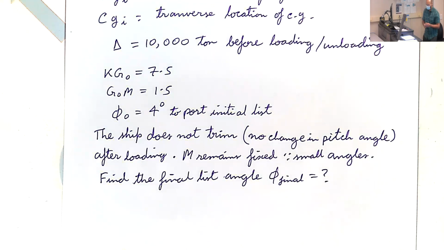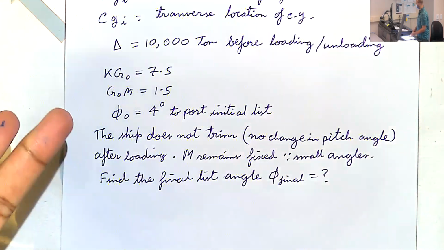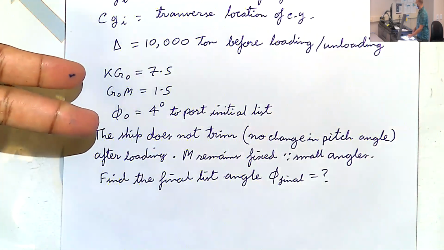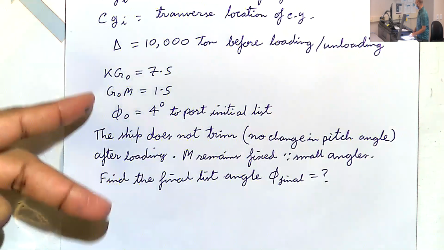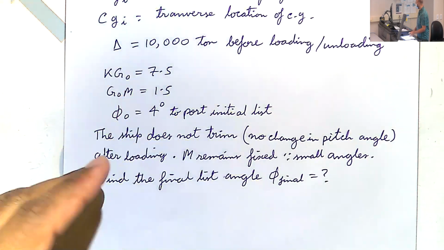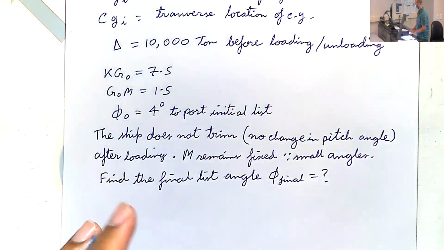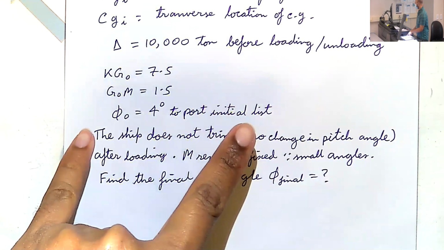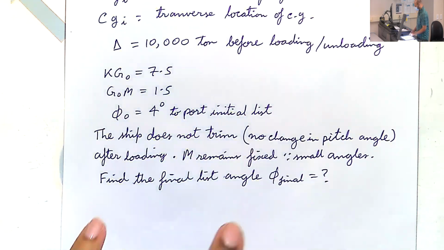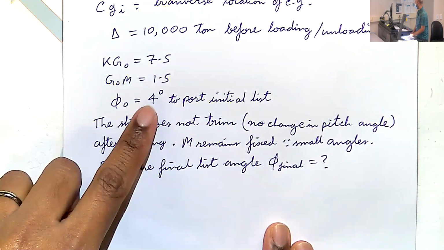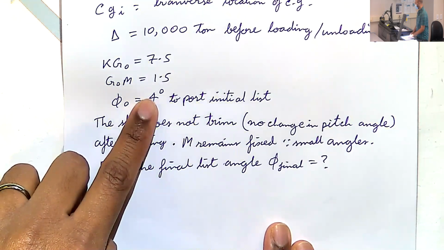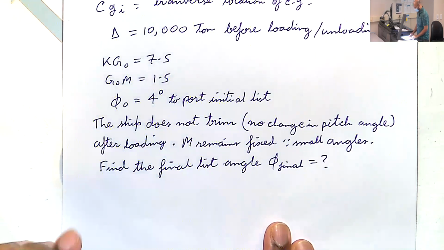Okay, so the question makes sense. We have some initial conditions given for the hull, and the table says we add on containers or remove containers at particular locations. What happens to the list angle is the question. Does it get greater than 4 degrees? Does it decrease? Or does it remain the same?